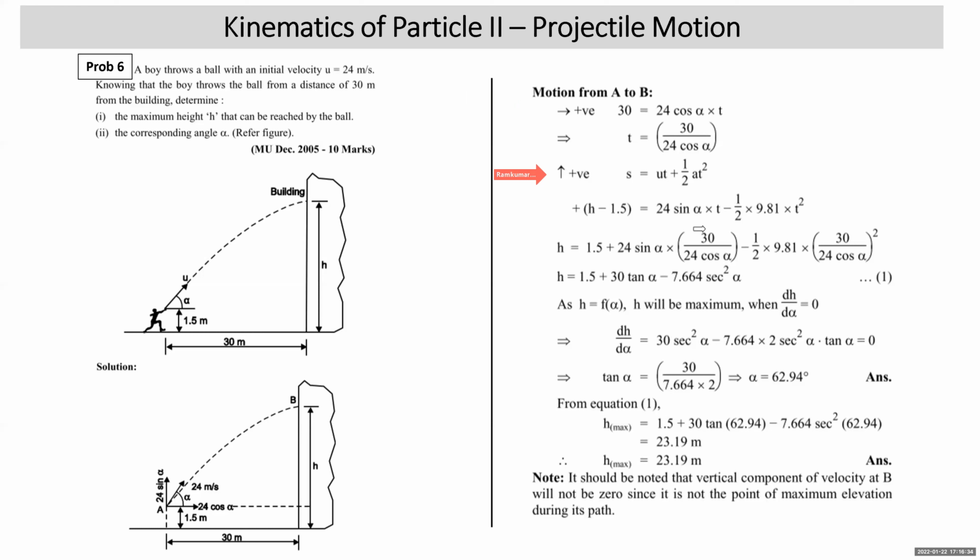Substitute the value of t. Simplifying this equation, it comes out to be h is equal to 1.5 plus 30 tan alpha minus 7.664 sec square alpha. Now, you are not eligible to write any more equation. So, you have to read the problem again. When you read the problem again, you understand that he is asking maximum height and corresponding angle alpha. Now, you come to the problem again, then read this equation.